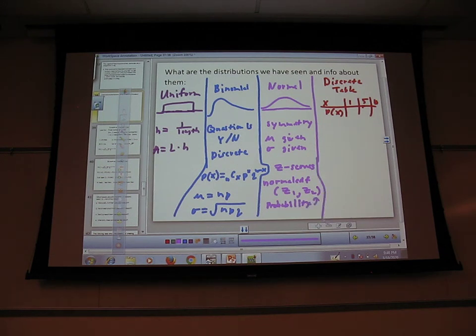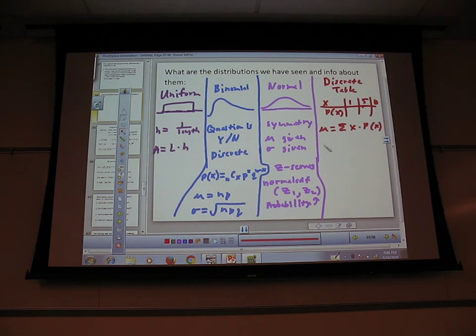How about this discrete table? How do I find the mean? Do you guys remember how to find the mean? It's the sum of every x times its probability. Every x times the probability of x. So you take every x multiplied by its probability, and then you add all those up.